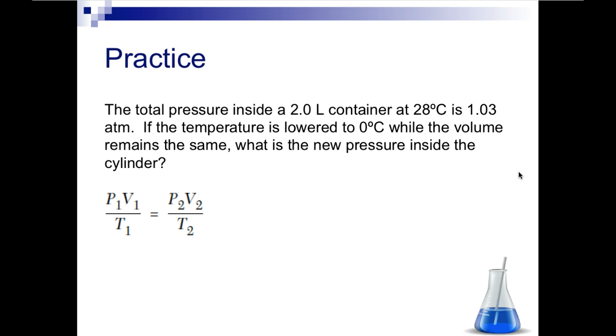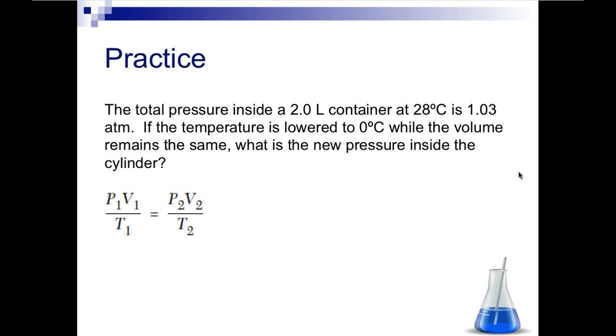So let's look at this second practice. A total pressure inside a 2-liter container at 28 degrees Celsius is 1.03 atmospheres. If the temperature is lowered to 0 degrees Celsius while the volume remains the same, what is the new pressure inside the cylinder? Pause the video and unpause when you're ready.